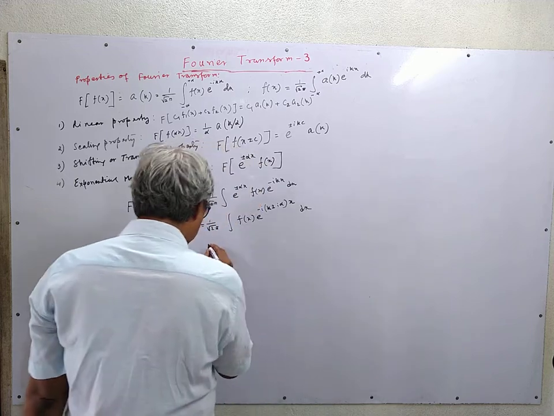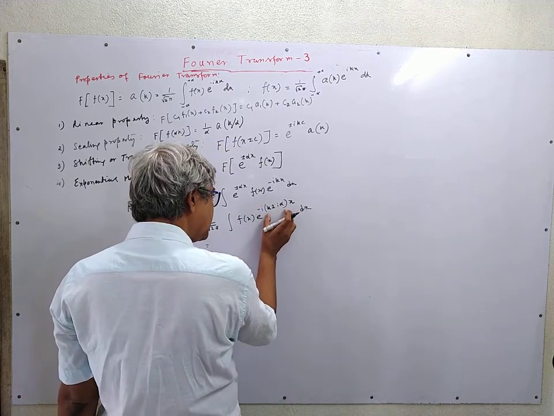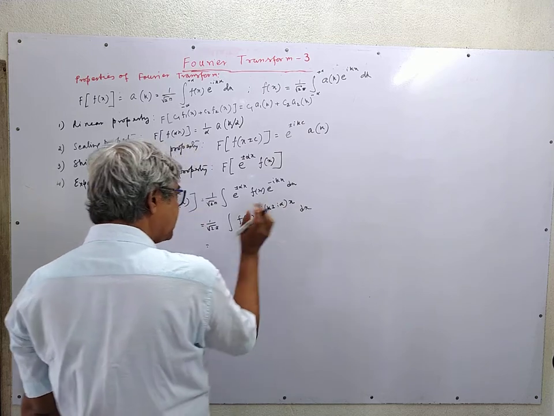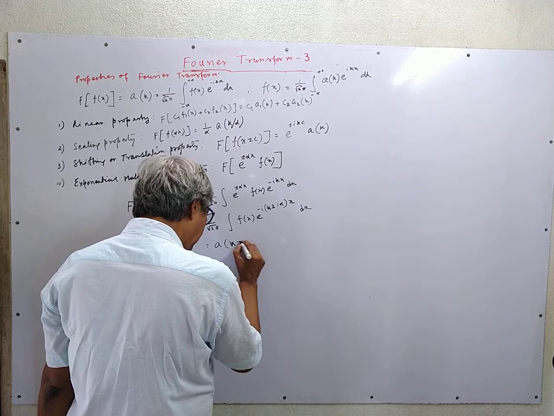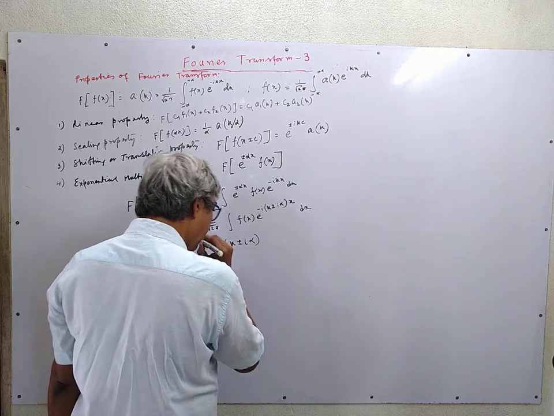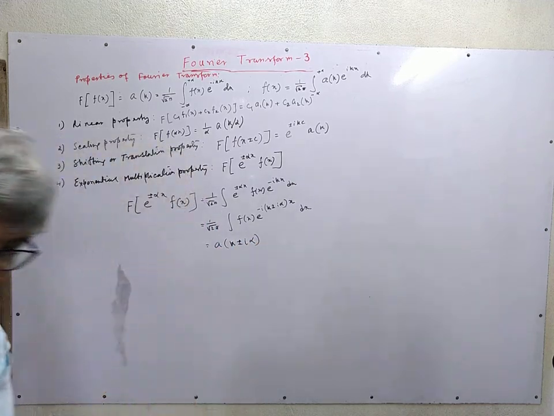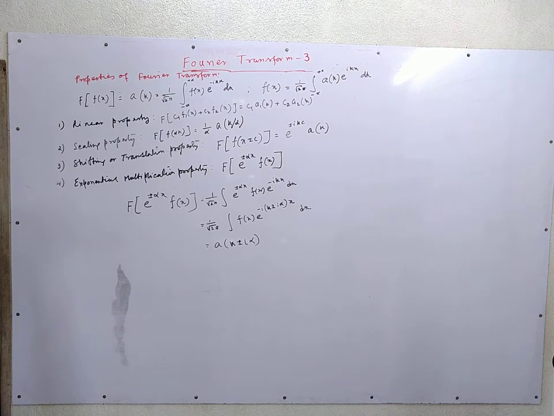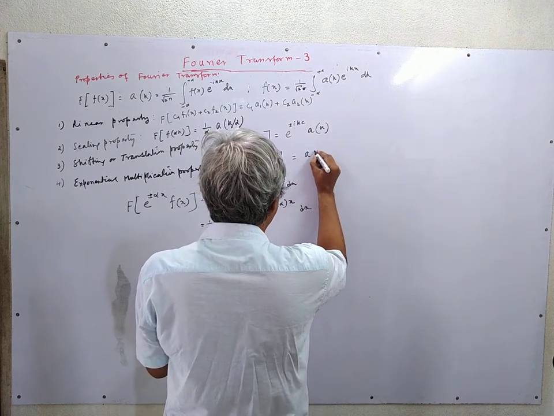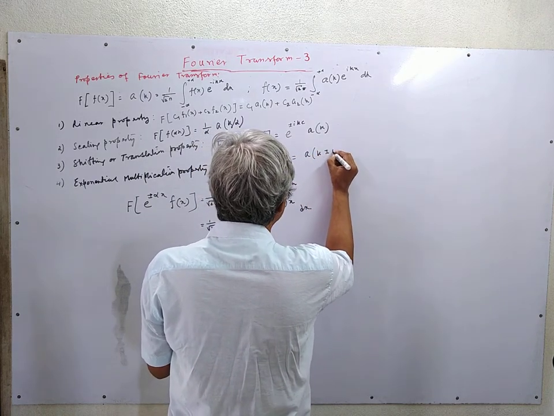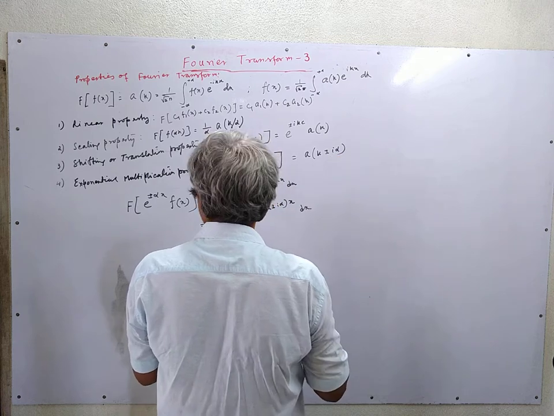So the result is, this is the Fourier transform mediated by this kernel. So this is a of k plus minus i alpha. This is the Fourier transform modulated by this kernel. So it is a of k plus minus i alpha.